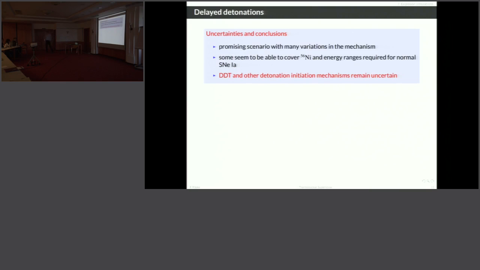So, a summary of the delayed detonation model: uncertainties and conclusions. In principle, it could be a promising scenario with many variations in the mechanism. Some of these variants seem to be able to cover the nickel-56 and energy ranges that are required for normal type Ia supernovae, but the deflagration-to-detonation transition or other mechanisms of detonation initiation remain uncertain.